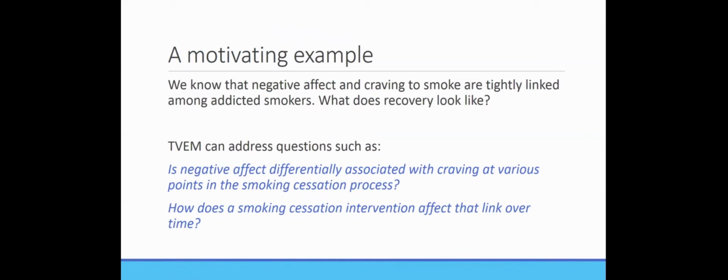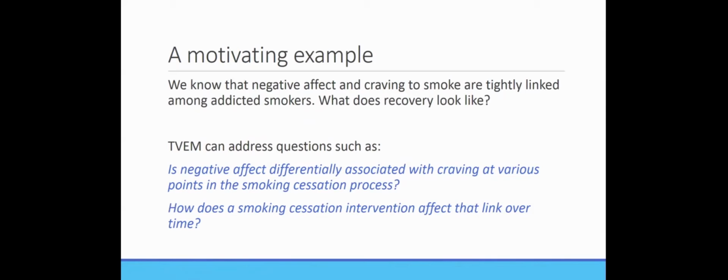So we know that negative affect, our bad mood, and craving to smoke are tightly linked among addicted smokers. And we know that when addicted smokers stop smoking, they go through withdrawal and hopefully move toward recovery. But this process of recovery doesn't happen suddenly. You have to go through this process. And we can use time varying effect modeling, or TVEM, to take a closer look at this recovery process.